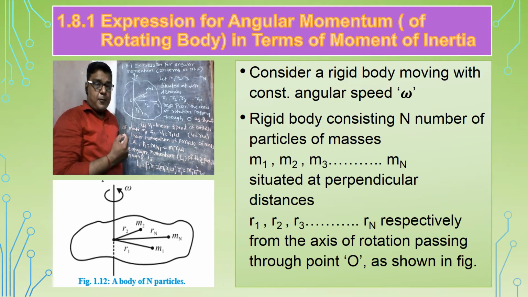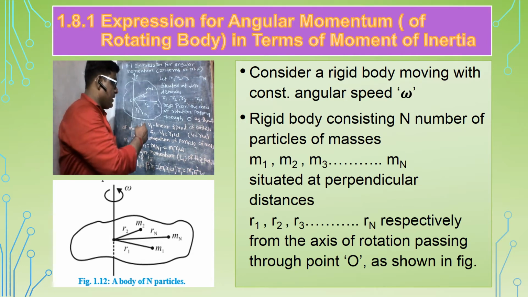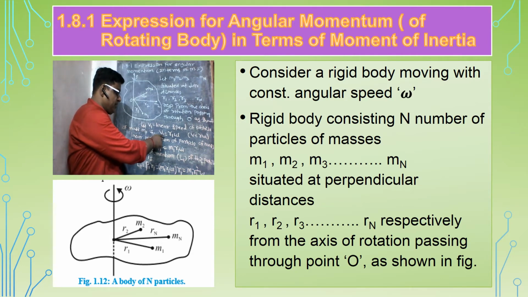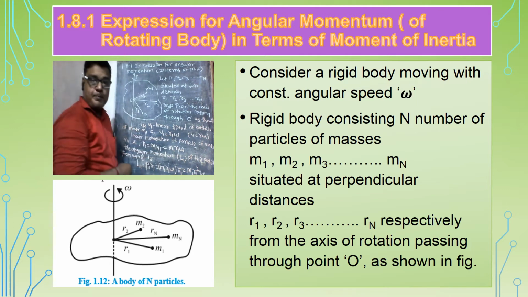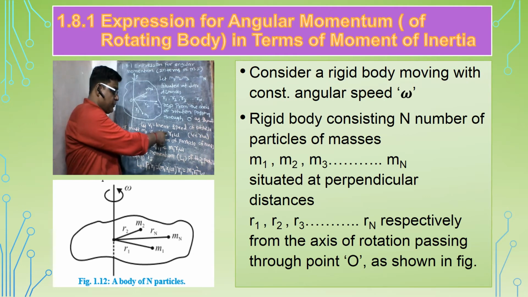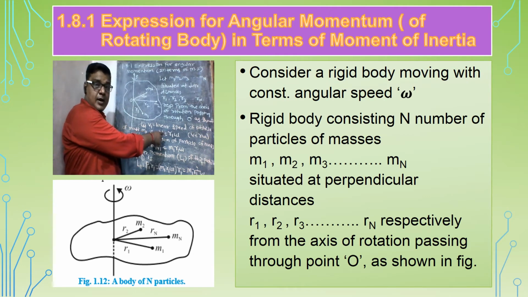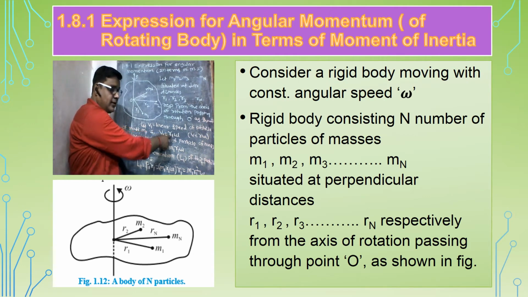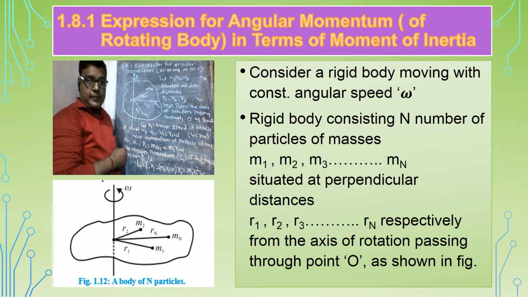Let us consider the particle of mass m1. Let v1 be the linear speed of the particle of mass m1, given by v1 is equal to r1 omega. This v is equal to r omega. This is a relation between linear velocity and angular velocity.